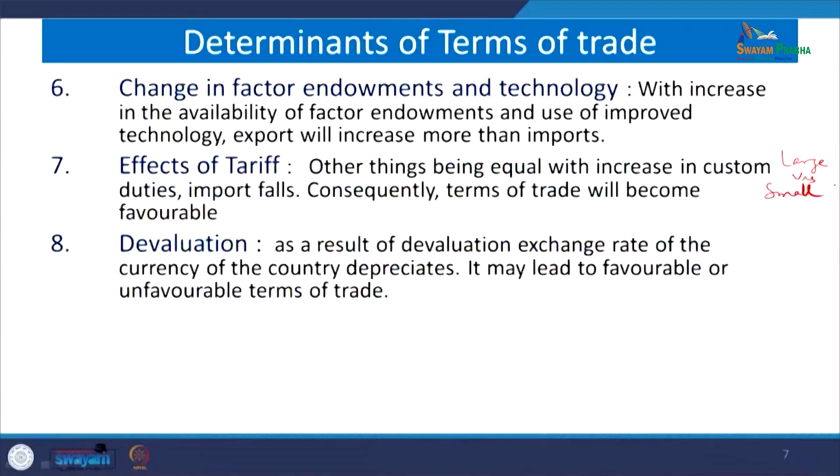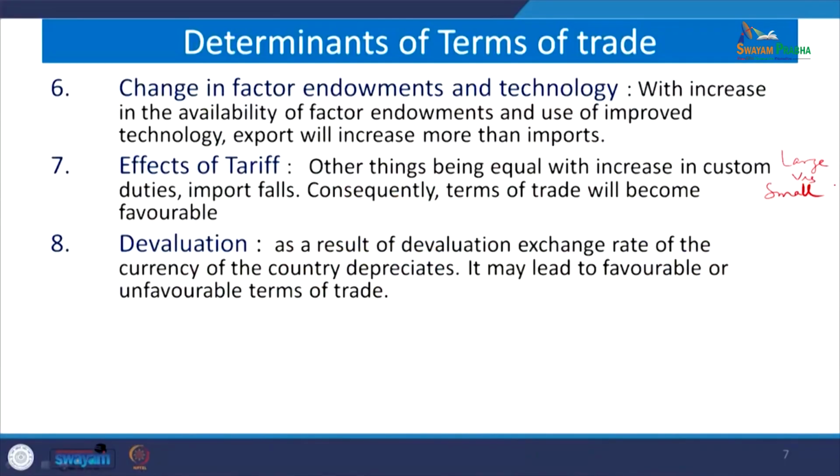Devaluation, as we know, is the official channel, the official pattern by which the currency rates are actually devalued, reduced. So, devaluation of the exchange rate, or the exchange rate of the currency of the country depreciates. Devaluation actually depreciates the value of the currency. When we depreciate deliberately, what happens? The exports are usually expected to be higher, because more amount of product can be imported by the rest of the world with the same amount of money.